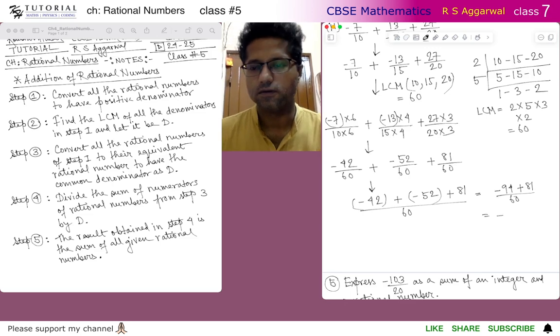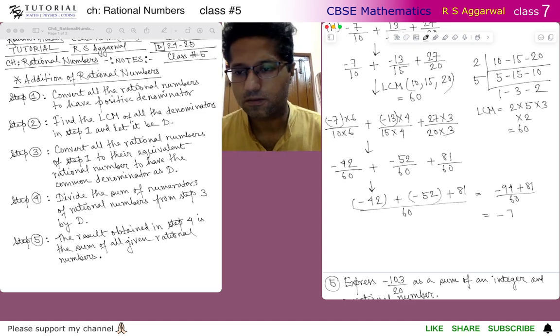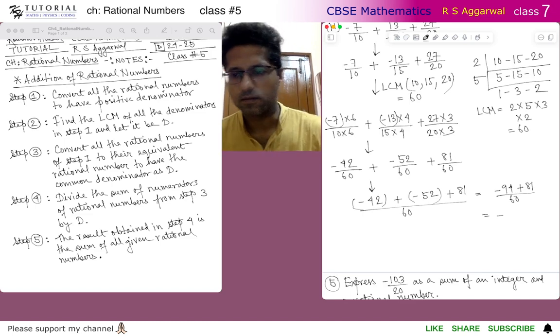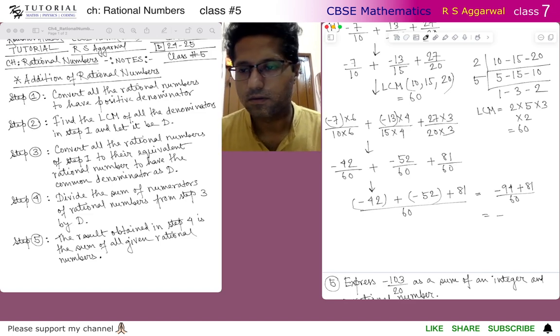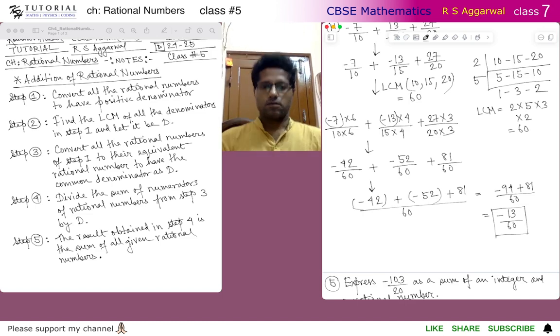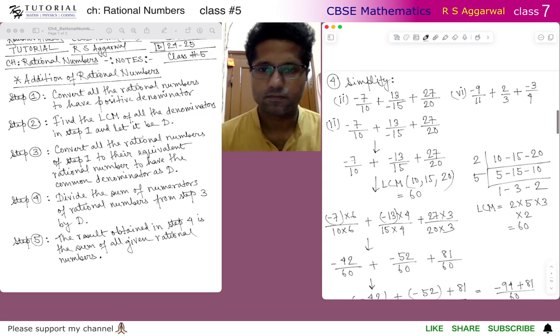This is minus 7, not 7. This is minus 13 by 60. So this is the answer. Okay. This was the second one.